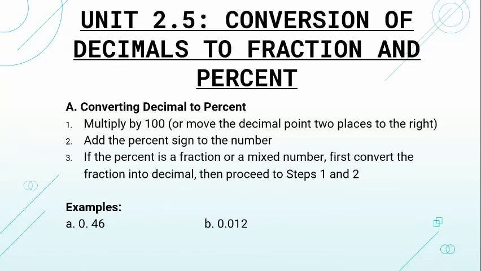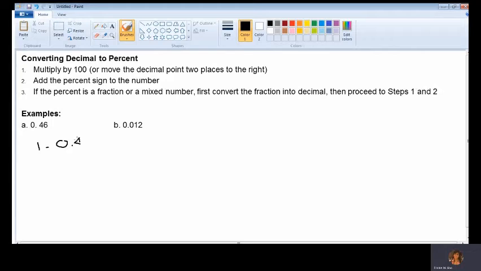Let's have an example. Have 0.46. We're just going to move the decimal point two places to the right. That is 1 and 2.